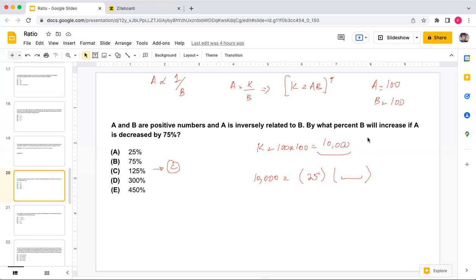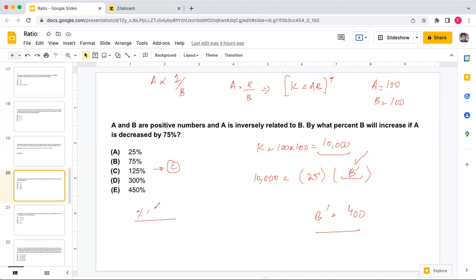Okay, so the question is by what percent B will increase. Actually, we need to find the new value of B here. Let's call it B dash. So what will be B dash? That will be 400. At first we have 100 and now we have 400. So can we find the percentage increase?